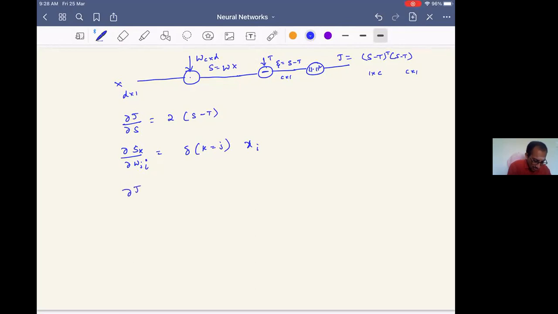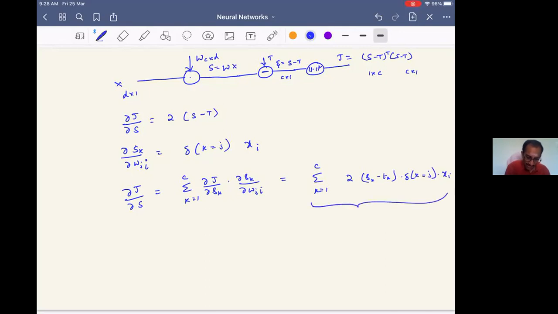And then what is asked is dou A by dou S, which is defined as summation over dou A by dou SK and dou SK by dou WJI, summation over K equal to 1 to C. Okay, this is essentially what will happen. Dou A by dou SK is nothing but 2 times SK minus Tk, because the kth element is what we are picking here. And then dou Sk by dou Wj is delta K equal to J into Xi, right?